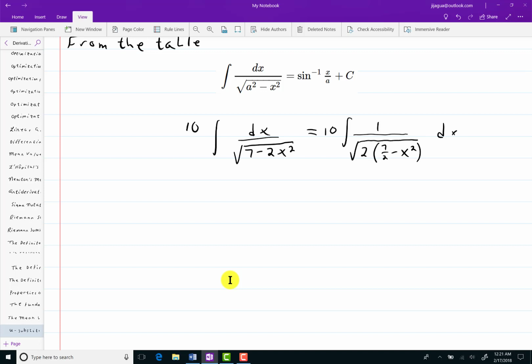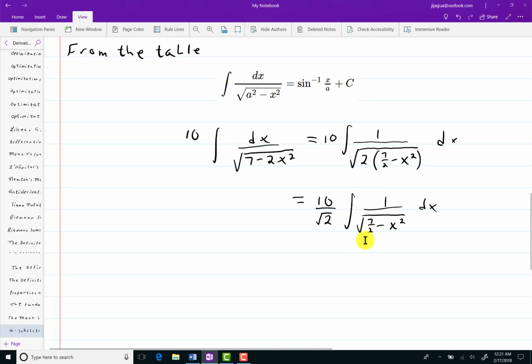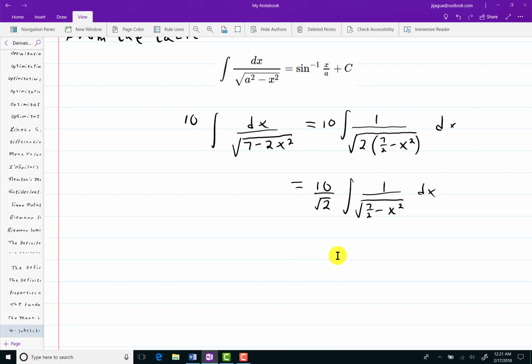So I'm getting close. Now it's a radical 2, and I can actually pull it out front because it's just a multiple. I get 10 over radical 2, times 1 over the square root of 7 halves minus x squared dx. Now I've got it, because now this is not an a squared yet, but I can make it an a squared because 7 halves is a positive number. My a can actually equal the square root of 7 halves, because then I'll write it down here.